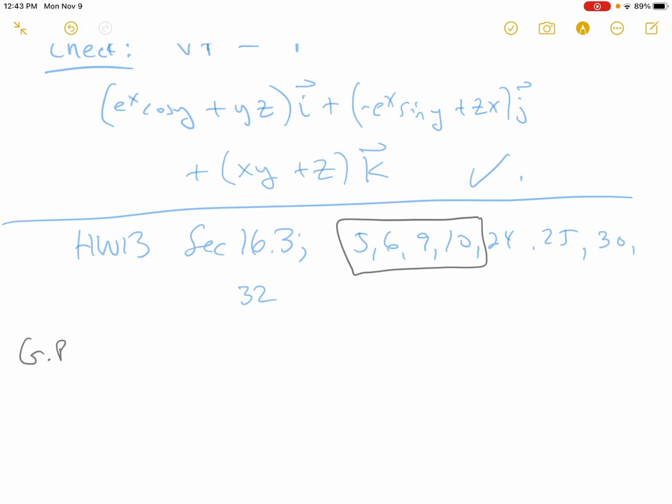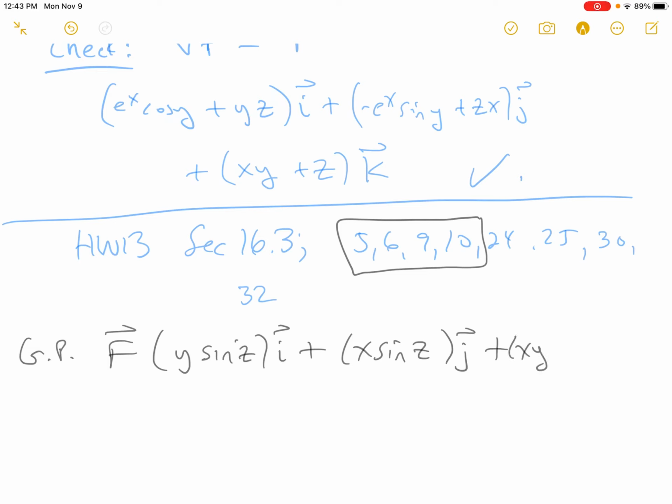And if that's not enough motivation for you for guided practice, do this right now, and then we'll talk. Tell me, is F conservative? If so, find little f.